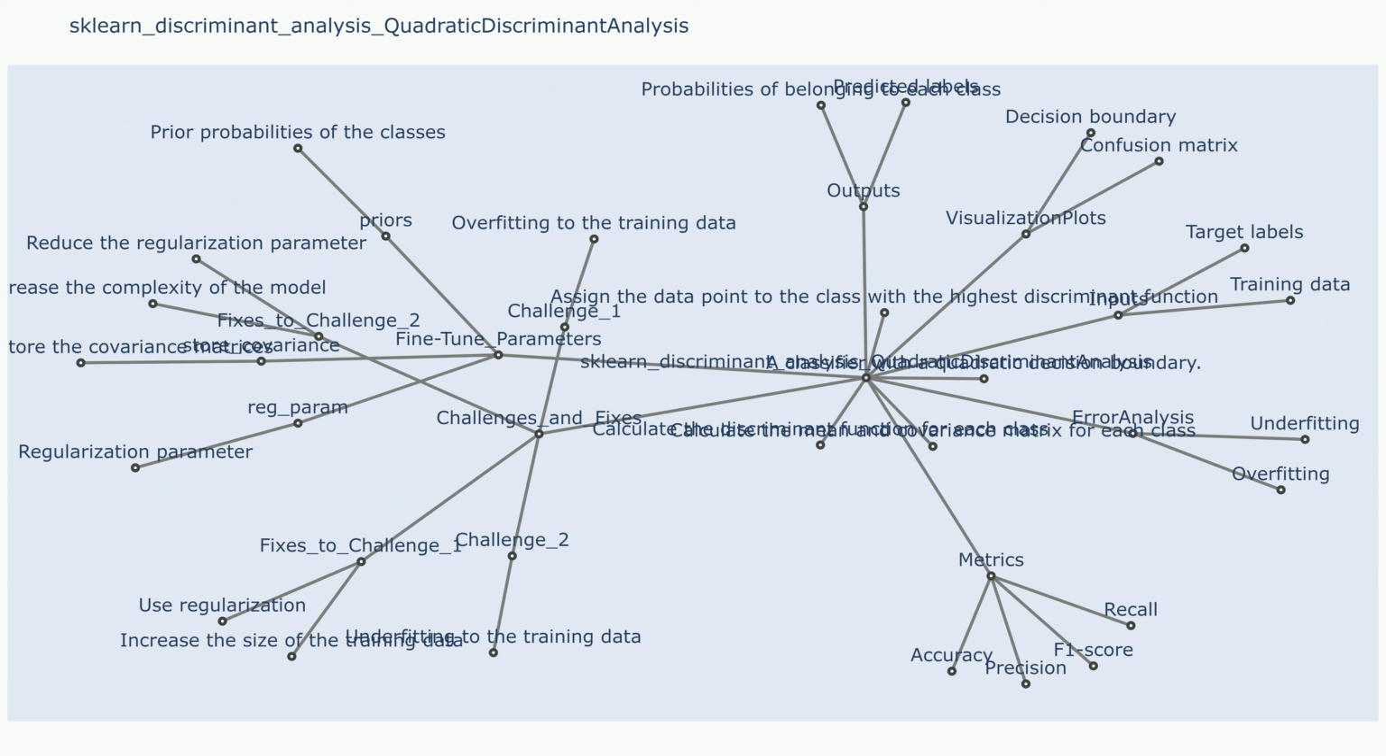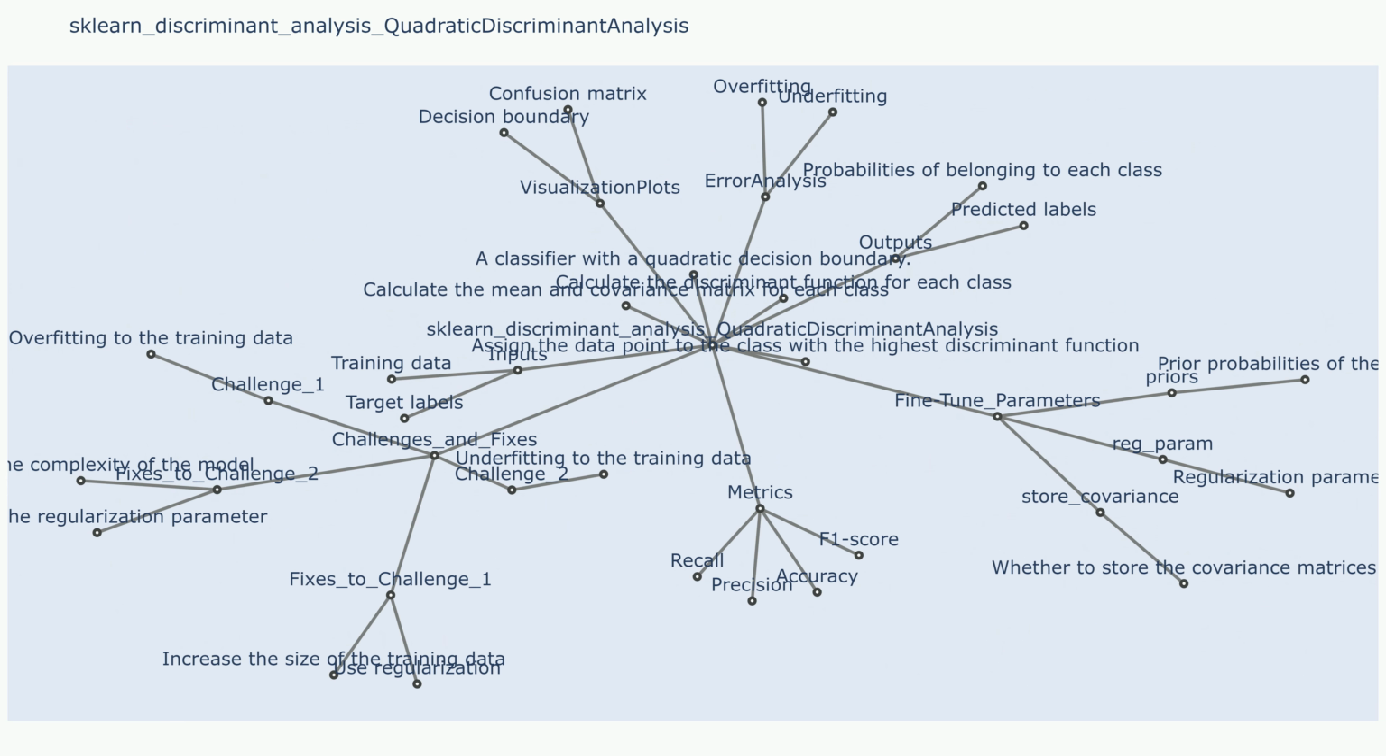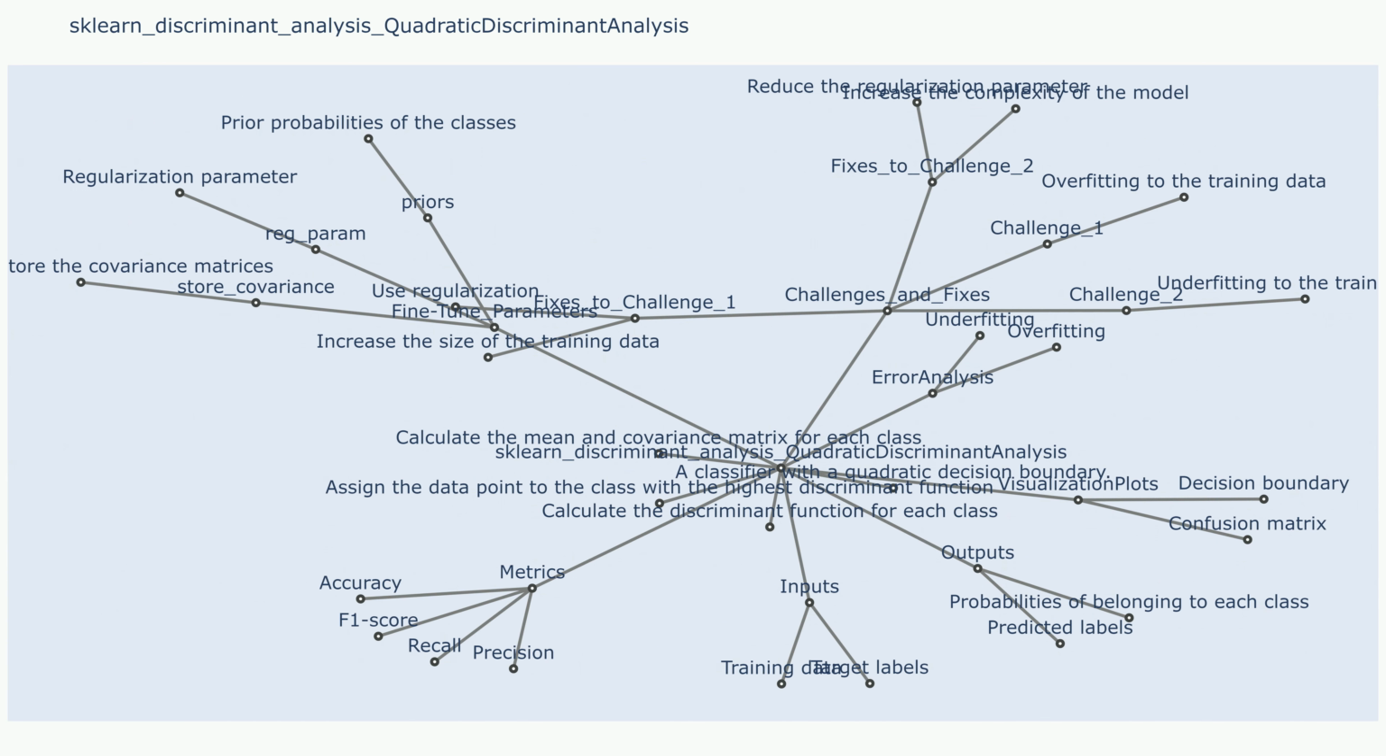Metrics: Accuracy: the proportion of correctly classified samples. Precision: the proportion of correctly classified samples among those predicted to belong to a specific class. Recall: the proportion of correctly classified samples among those that actually belong to a specific class. F1 score: the harmonic mean of precision and recall. ROC AUC: the area under the receiver operating characteristic curve, which measures the model's ability to distinguish between different classes.